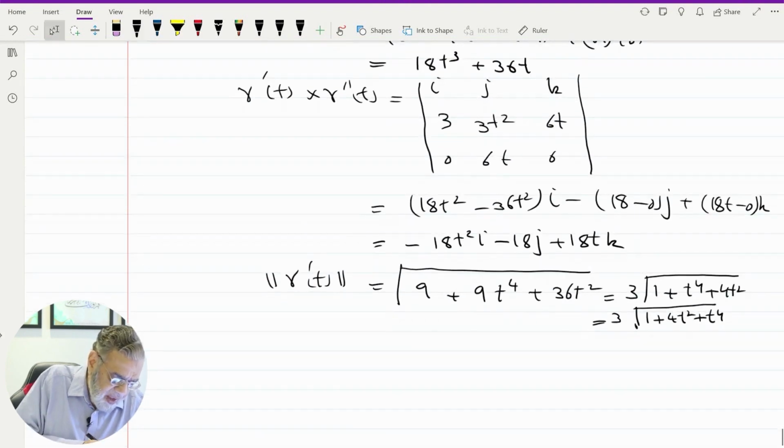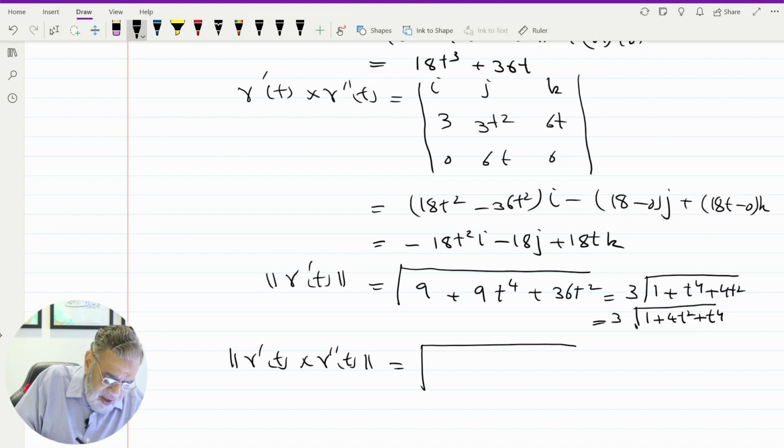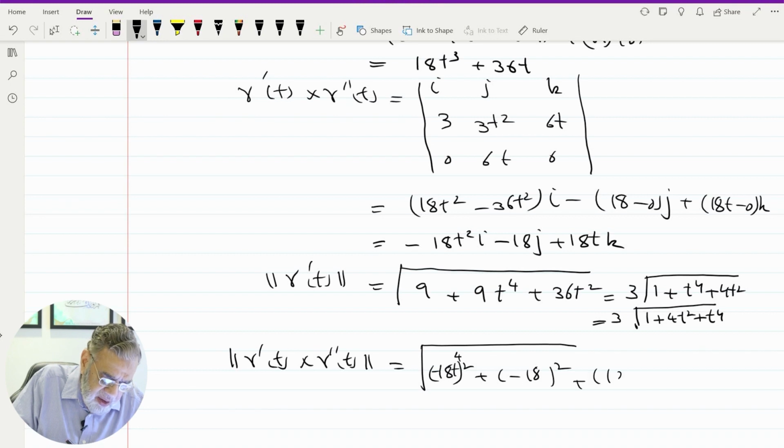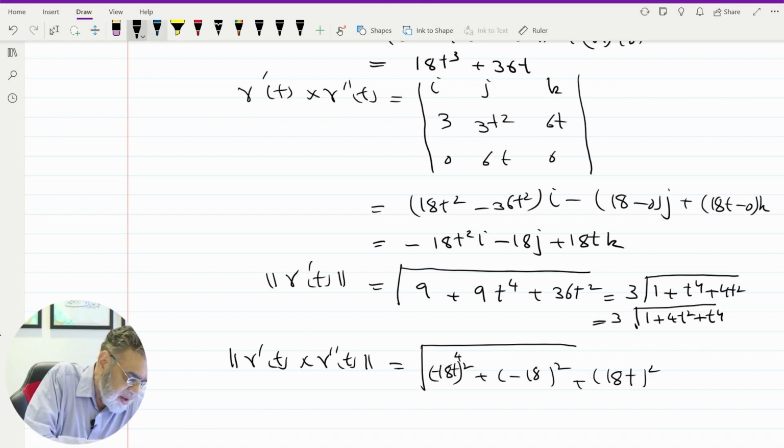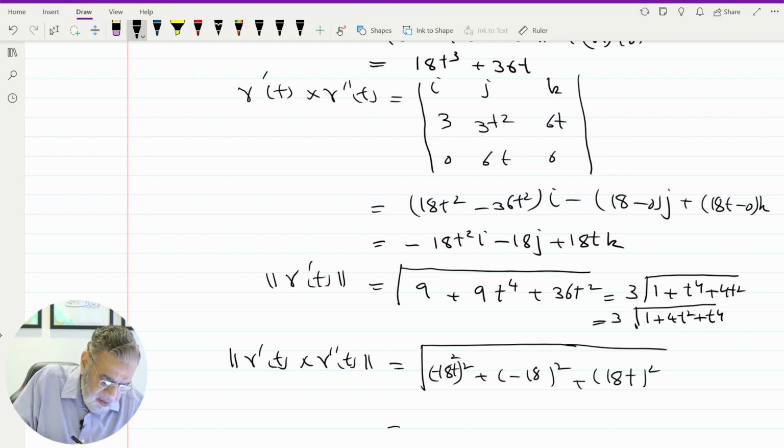The second thing I need is the magnitude of r dash of t cross r double dash of t. So I find the magnitude of this vector. It is the square root of minus 18t squared whole squared, plus minus 18 whole squared, plus 18t whole squared. So we get t to the power 4, and then 18 whole squared plus 18t whole squared. I can change this to 18 t squared whole squared because the square is outside. Now I take 18 common, and 18 squared becomes 18.